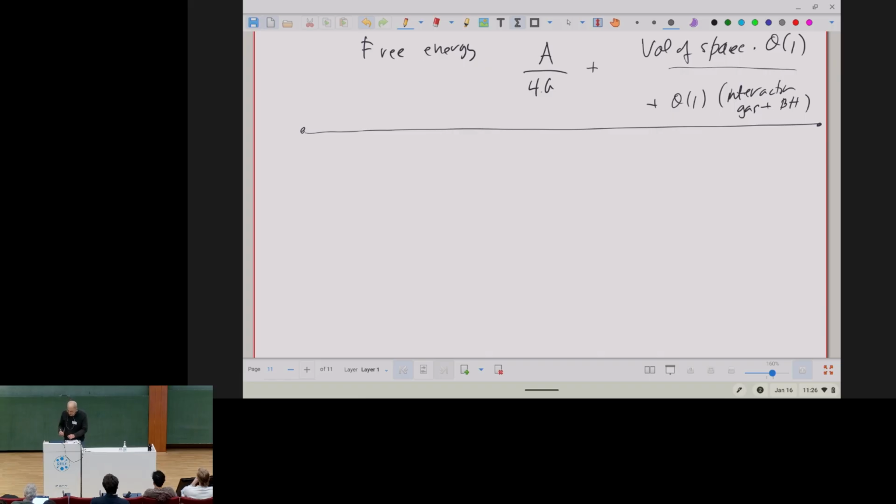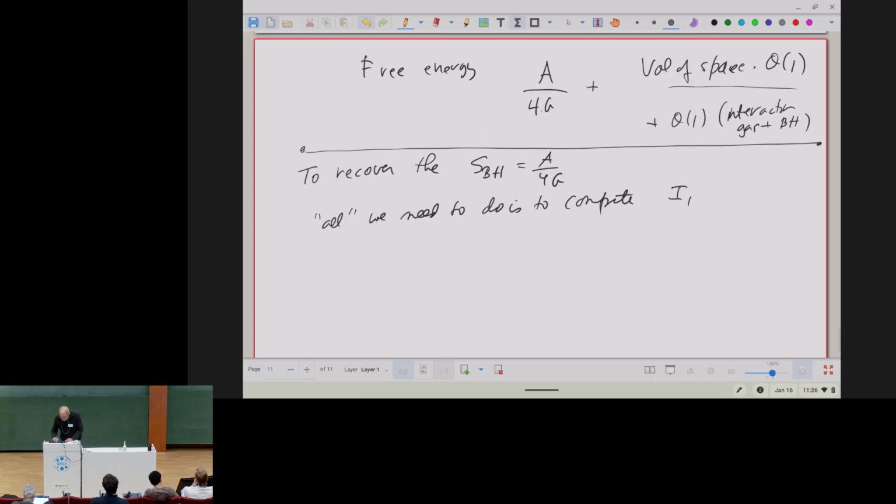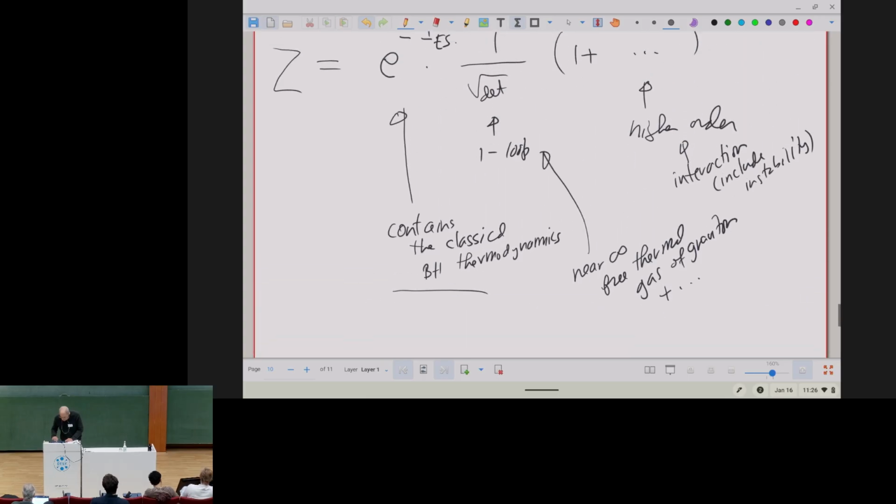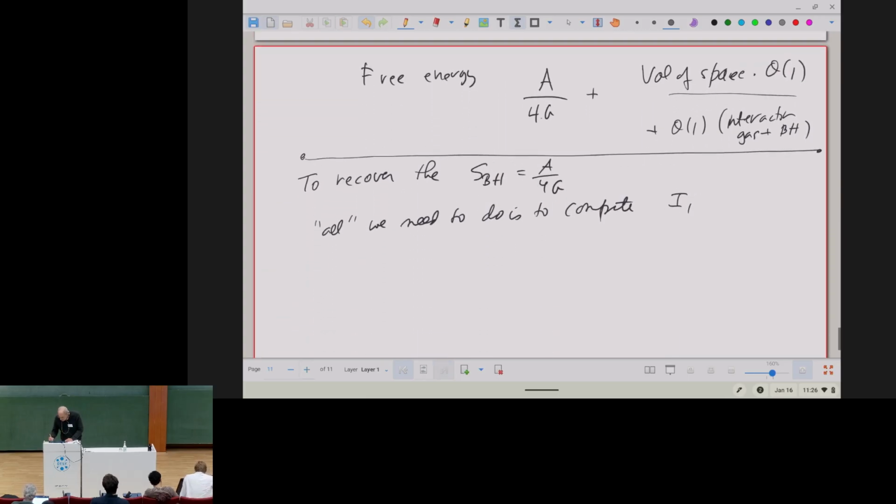Okay, so to recover the Bekenstein-Hawking formula, roughly speaking, all we need to do is to compute the classical action. What did I call it? I called it, I think, I sub s, the action of the Euclidean Schwarzschild solution. Well, let's explain that a little bit better.